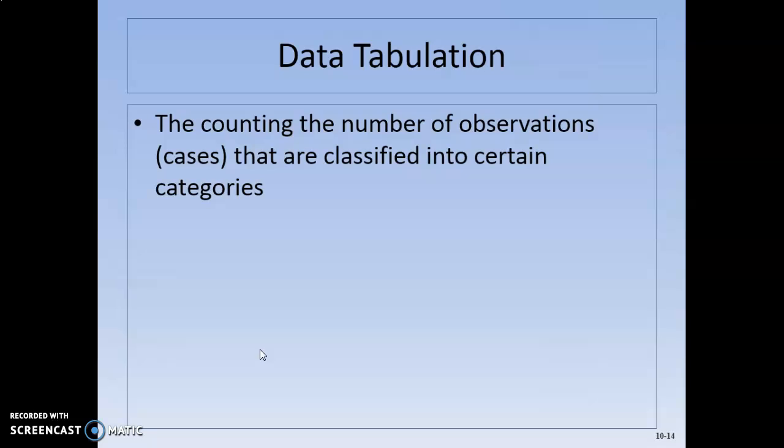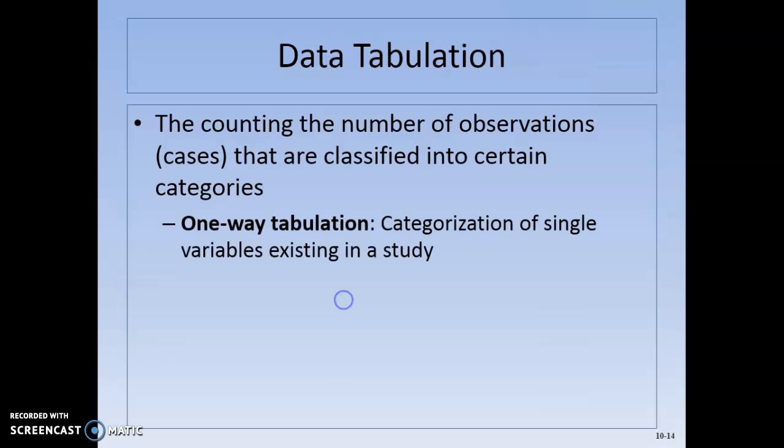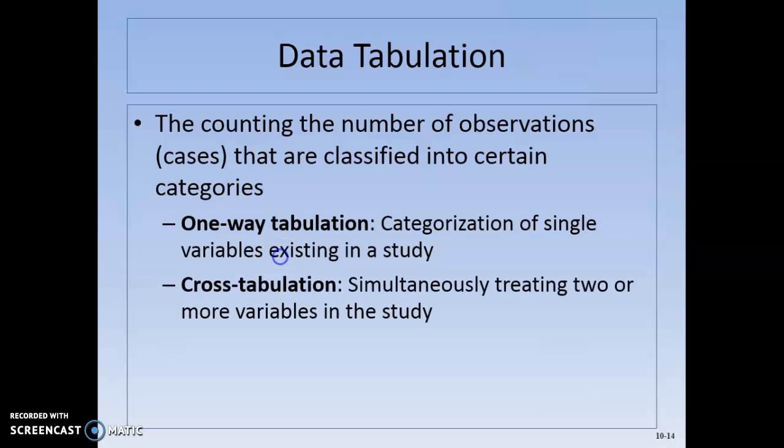Now we get to analyzation of data, and tabulation is a common way to do it. Tabulation is sometimes referred to as frequency count. It's the simplest process of counting the number of observations that are classified into certain categories. Two common forms of tabulation used in marketing research are one-way tabulation, where you categorize single variables in an existing study, or cross-tabulation, where you simultaneously treat two or more variables in a study.